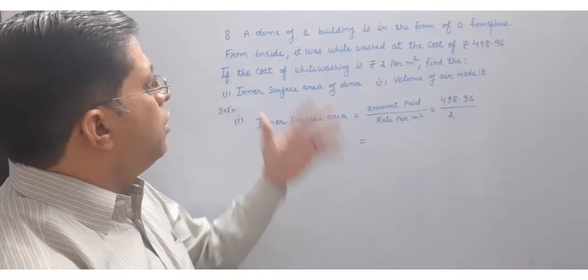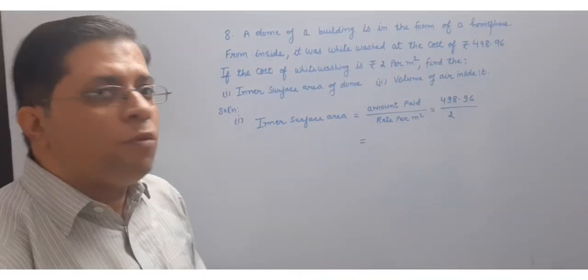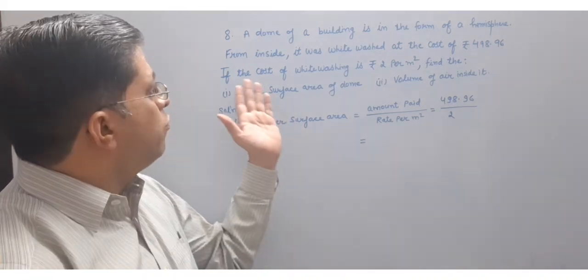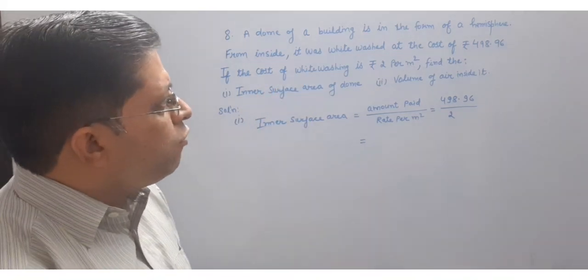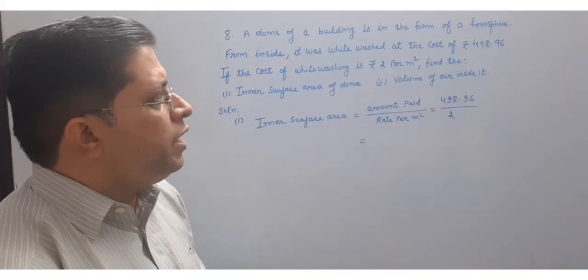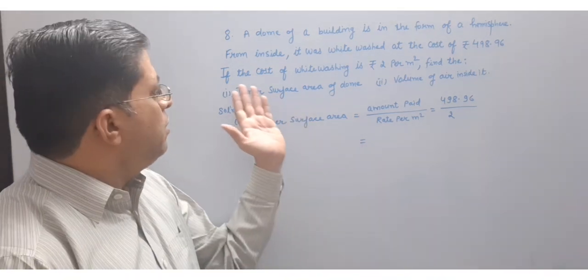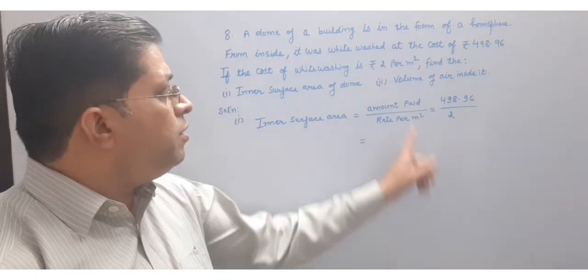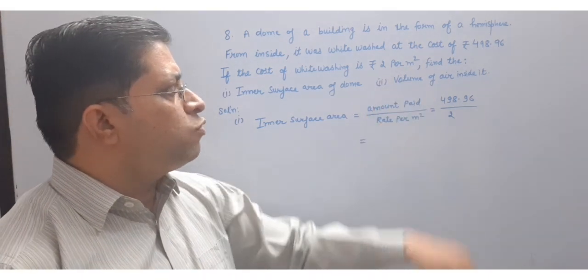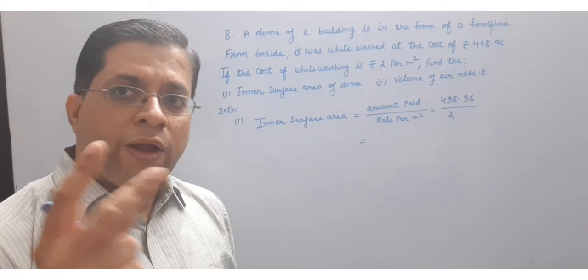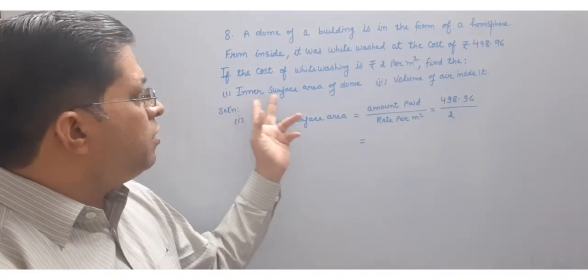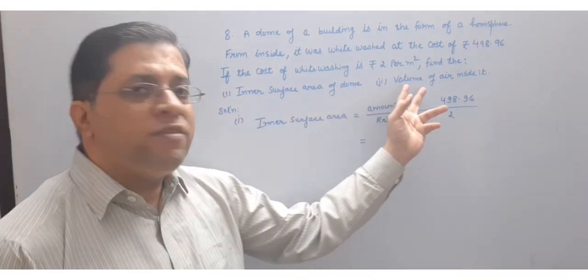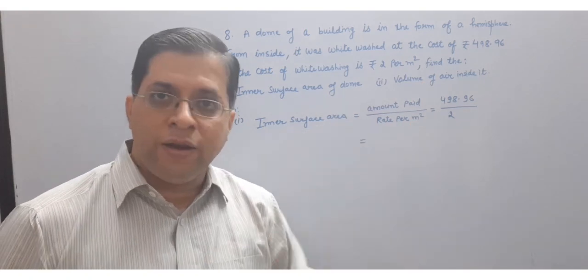Next question is: a dome of a building is in the form of a hemisphere from inside and it was whitewashed at the cost of rupees 498.96. The rate of whitewashing is given as rupees 2 per meter square. What you have to find? Two things. One is the inner surface area of the dome and second is the volume of air inside it.